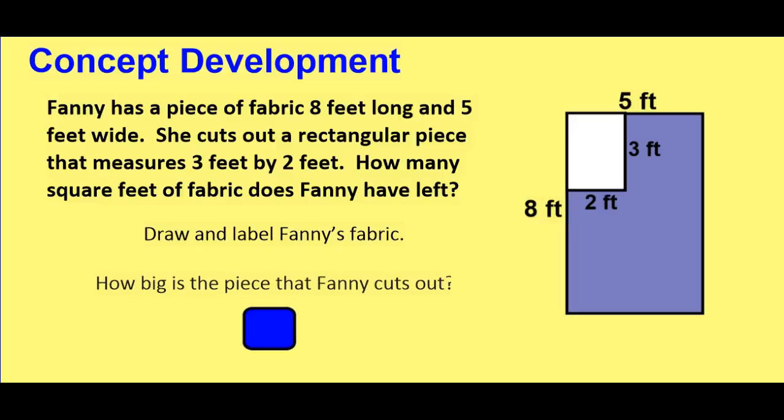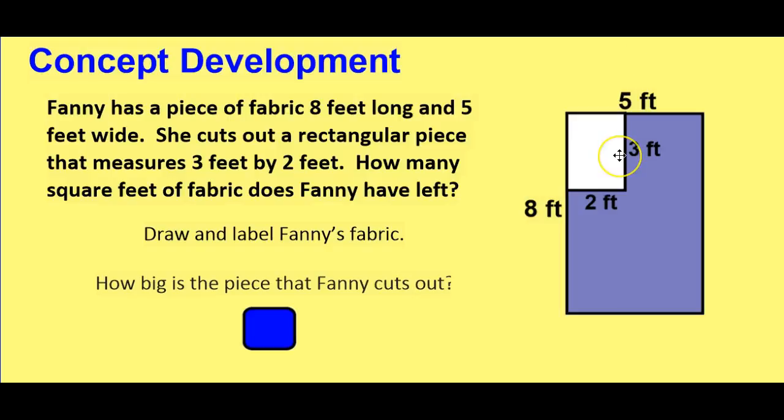All right, so this first one on the concept development says, Fanny has a piece of fabric 8 feet long and 5 feet wide. So you can see this piece of fabric right here, 5 feet and then 8 feet. She cuts out a rectangular piece that measures 3 feet by 2 feet. So here's this white piece that she cuts out. How many square feet of fabric does Fanny have left?